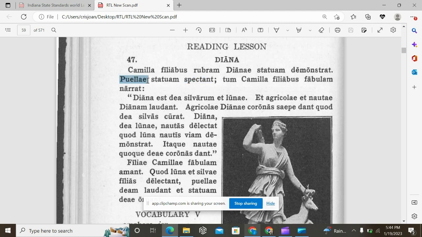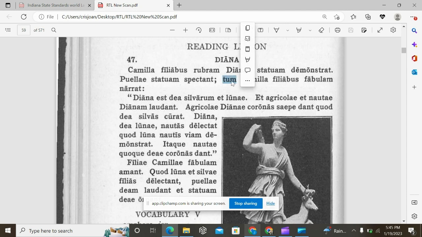So here we have puellae. Of course, there are three possibilities for what this can be. It could be genitive singular, it could be dative singular, or it could be nominative plural. Its position at the beginning of the sentence, together with the fact that this is a plural verb, spectant, makes it super likely that this is a nominative plural, so the girls are doing the action. The girls, the puellae, are spectanting the statuam. Makes sense. Camilla brings a statue home. The girls look at it.